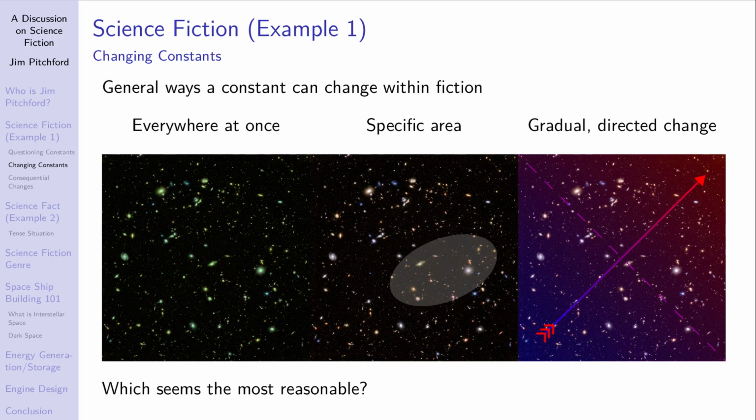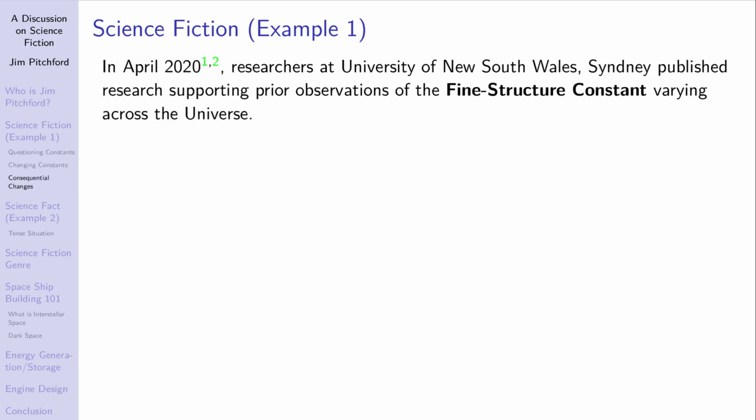Well, as you think on that, I should admit I've actually been deceiving you a little bit, because I have this labeled as a science fiction example, but it turns out the idea of a fundamental constant of the universe changing is not necessarily fiction. In April 2020, researchers at University of New South Wales, Sydney, published research supporting prior observations, I want to talk about that, of the fine structure constant varying across the universe.